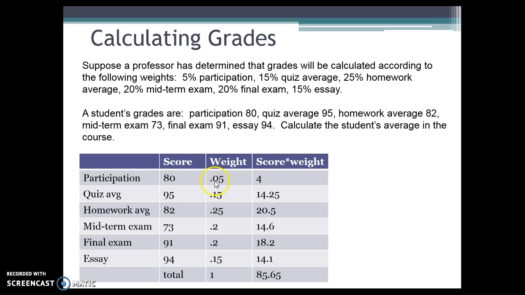So we would do every score times the weight. So 80 times 0.05 gives you 4, for example. And then you do all of those, sum up both columns, and then to get the mean, you take the sum of the x times the weights and divide by the total weights. And that's how you get your average.